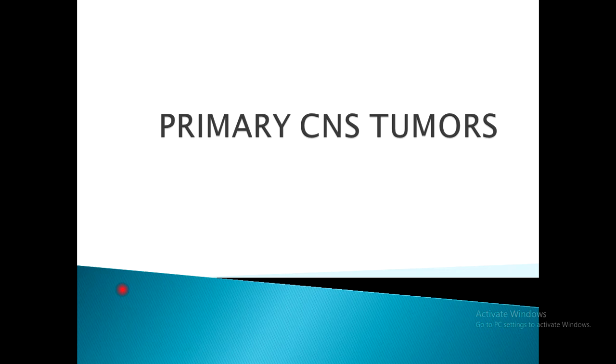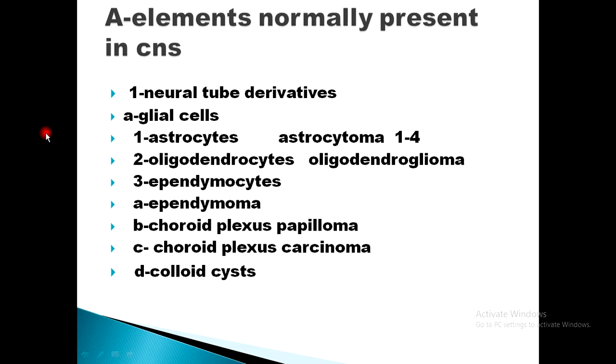Now we will discuss the classification of the primary CNS tumors. There are different types of classification of the CNS tumors, but the most accepted and the simplest or easiest to remember is the classification according to the embryonal origin of these tumors. Now first we have the elements normally present in the central nervous system.